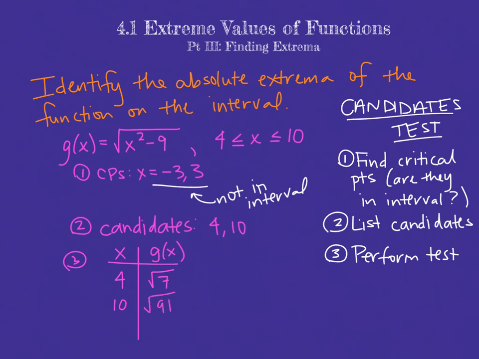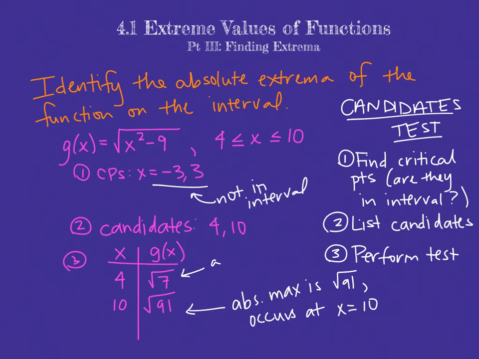The y values, or the g of x values here, our outputs, tell us the height of our function at that particular x value. So the taller of the two is the square root of 91. Therefore, the square root of 91 is our absolute maximum on that interval from 4 to 10, and it occurs when x equals 10 at our endpoint. Similarly, our absolute minimum on this interval is the square root of 7, and it occurs at the endpoint x equals 4.